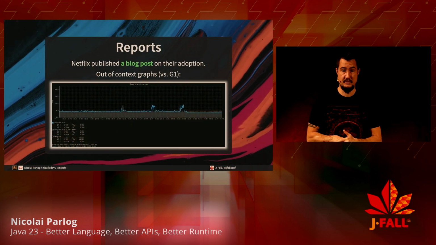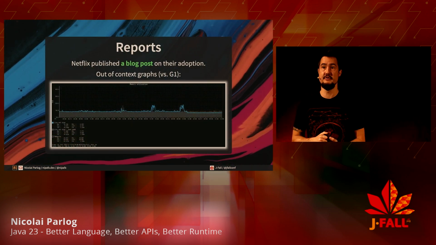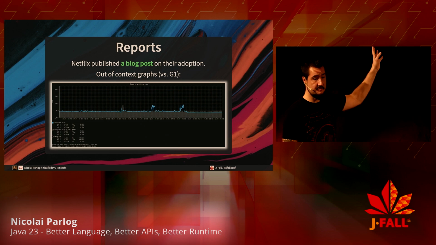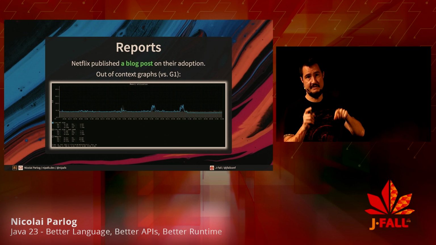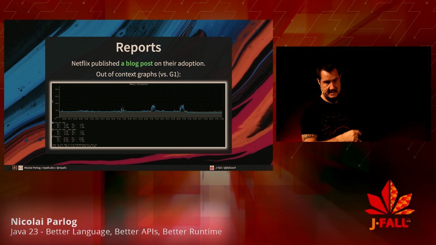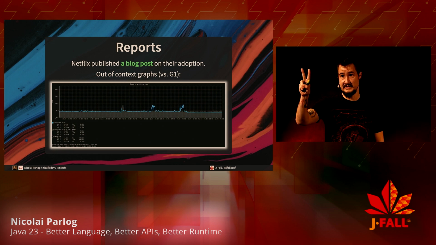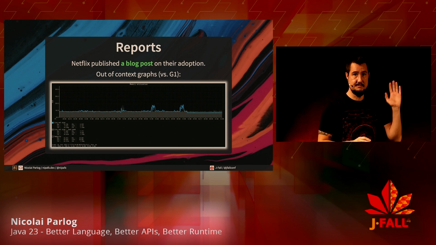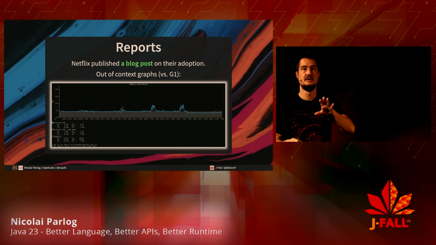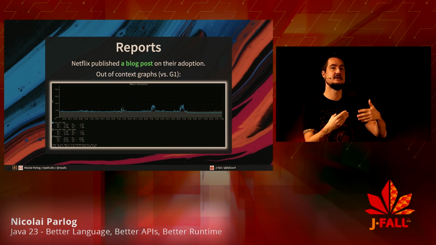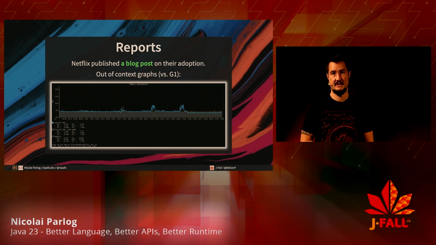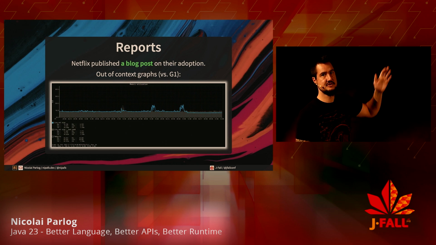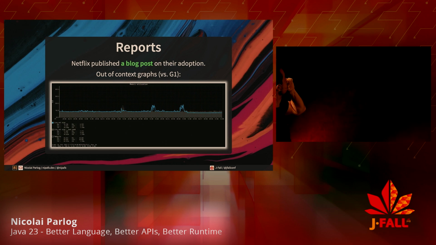Netflix published a series of blog posts on this, and it's a great article. I can highly recommend looking at it. If you just search for Netflix generational ZGC, you will find it, but there's also a link here. I want to show you two graphs out of context. If you think this is way too little detail, please read the blog post. I just want to show you that this is promising and that it is worth giving a try in your project. I'm not saying because of this you should use it.